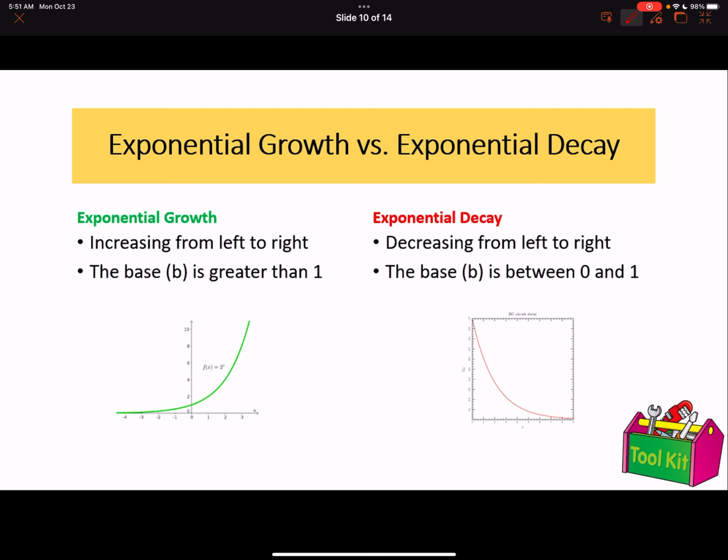Let's talk now, go back and write this down in your toolkit, but let's talk now about exponential growth versus exponential decay. So now that we've looked at a bunch of exponential curves or graphs, hopefully you notice that some are increasing from left to right and some are decreasing or going down from left to right. So copy these down. If we have a curve that's exponential growth, it's like over here on the left in the green, it's increasing from left to right. So it starts kind of flat, and then it curves up when we go from left to right.